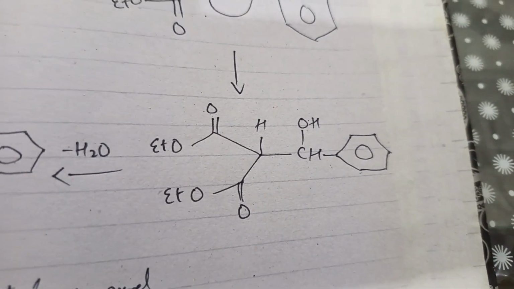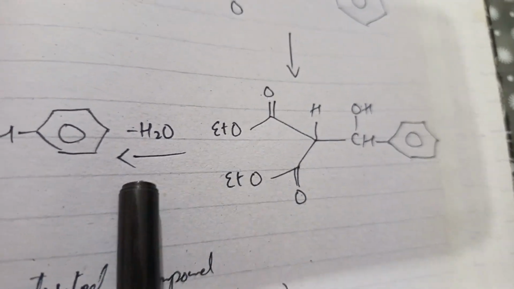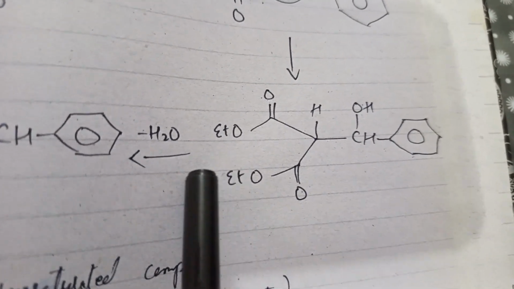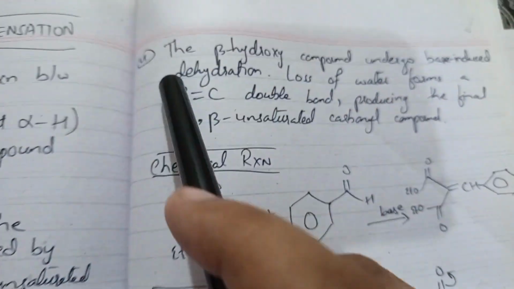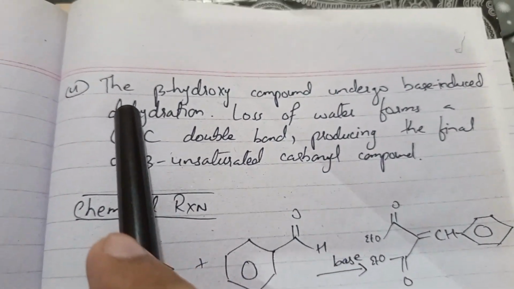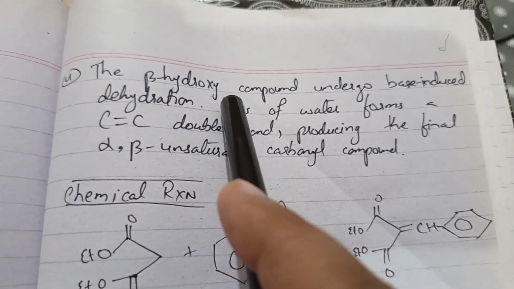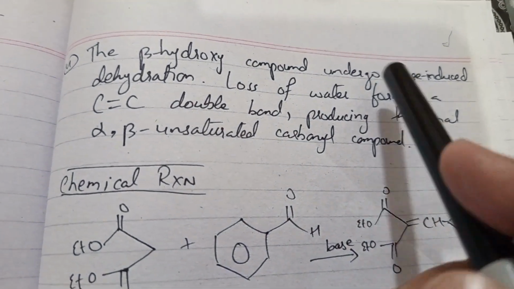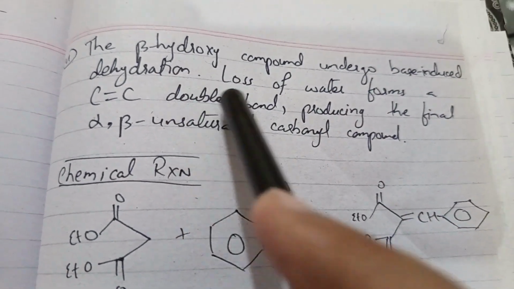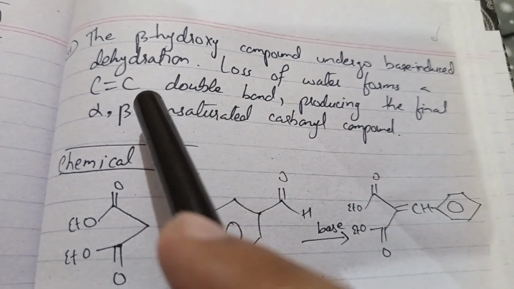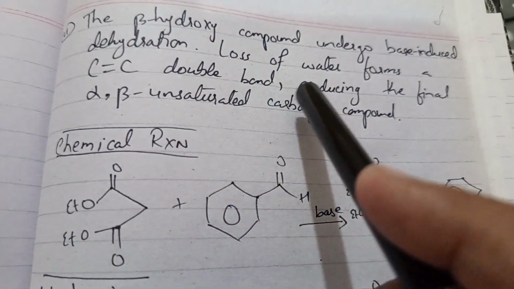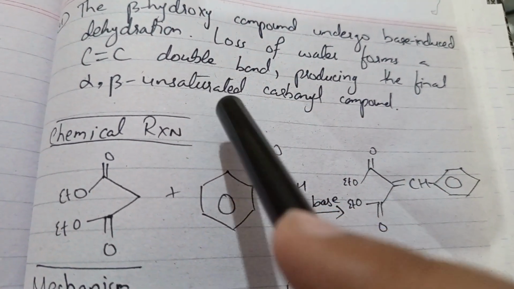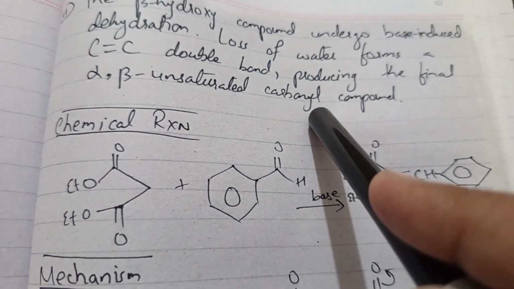And now the last step, there is elimination of a water molecule, right? So you can see the last step. The beta hydroxy compound undergoes base induced dehydration. So loss of water forms a carbon to carbon double bond, producing the final alpha beta unsaturated carbonyl compound.